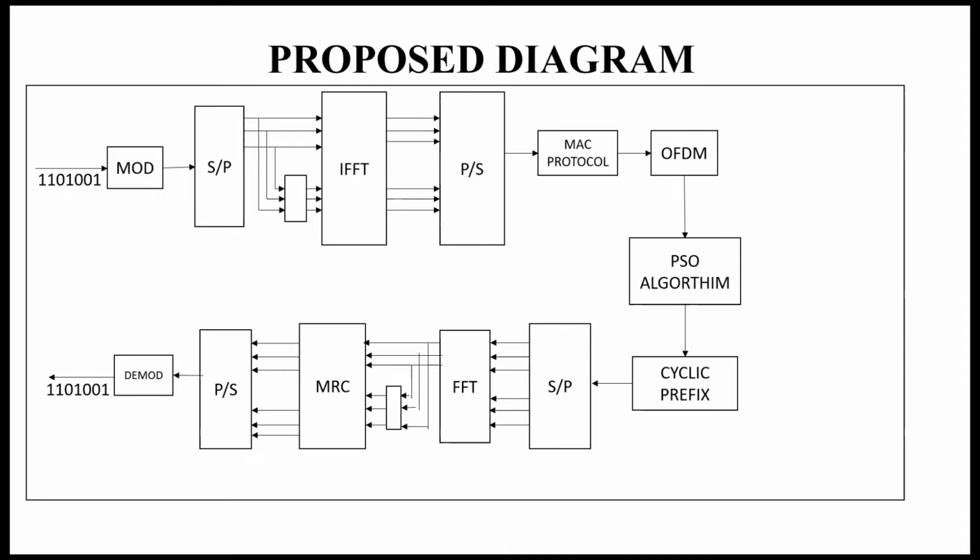In order to reduce the effects of ISI, that is intersymbol interference, a guard interval is inserted at the transmitter and it is removed at the receiver side. The orthogonal signals are converted into the serial stream. After upconverting the signal to the desired carrier frequency, the signal is then transmitted.